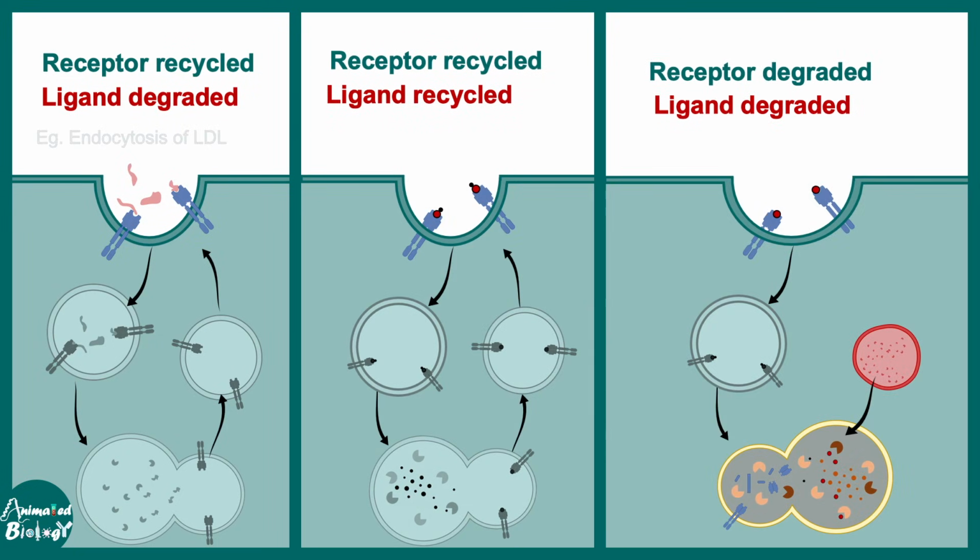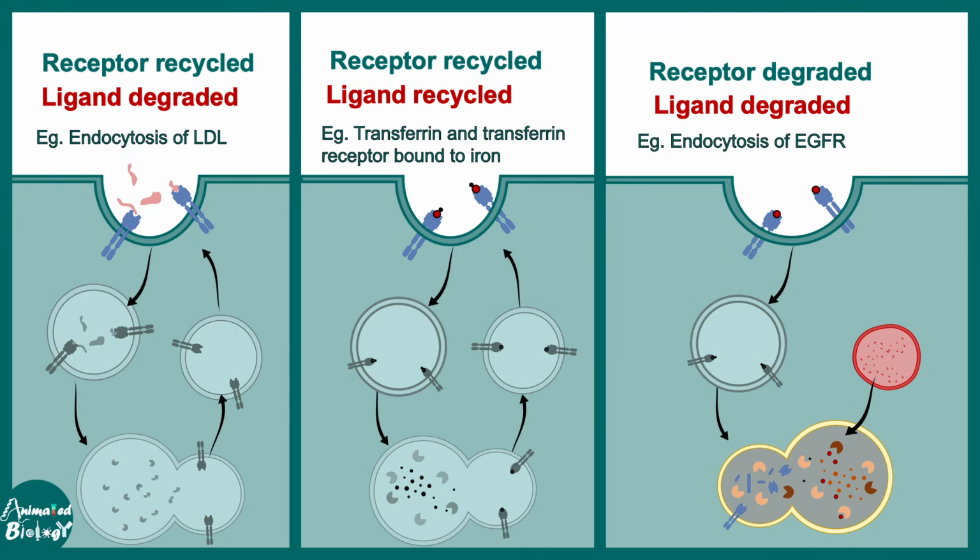For example, the receptor being recycled and the ligand being degraded happens in the endocytosis of LDL, or low density lipoprotein. Transferrin and the transferrin receptor both get recycled. Then there is endocytosis of EGFR, where the receptor and the ligand both get degraded. So now we can understand and appreciate the different flavors of endocytosis.